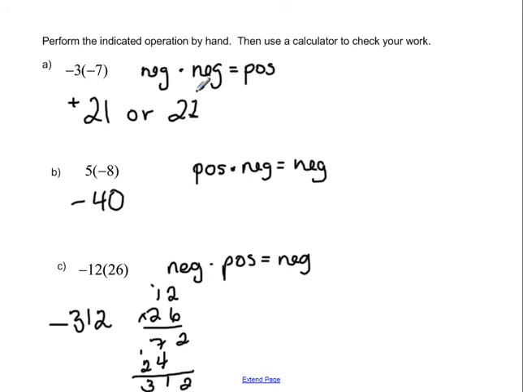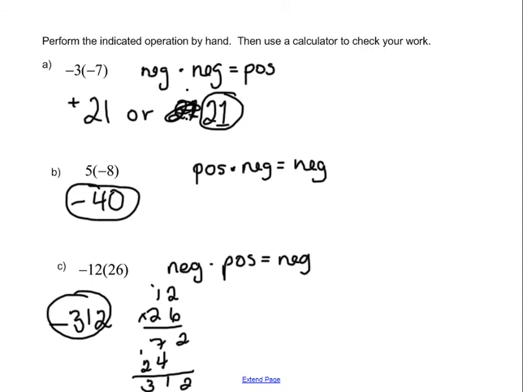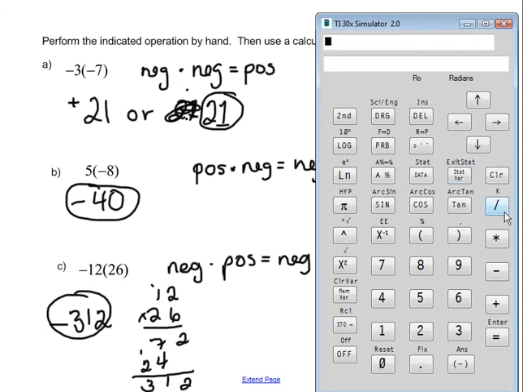Okay, so I've got my three answers. I've got 21, let me just rewrite this one here, we've got -40, and we've got negative 312. So let's pull up the calculator and make sure that our answers came out right. We're going to use our negative sign down here for our negative. So -3, we're going to multiply that by -7. You can use the parentheses or not, either way is okay. And notice that equals positive 21.